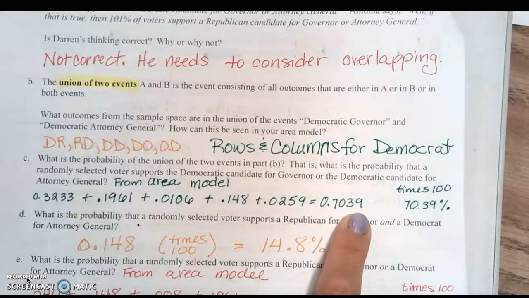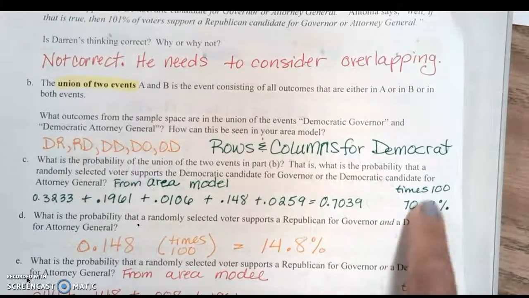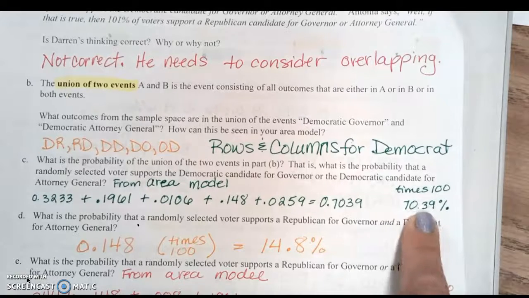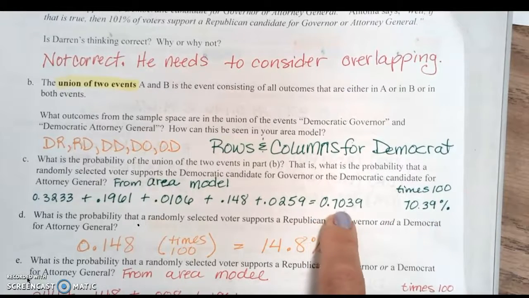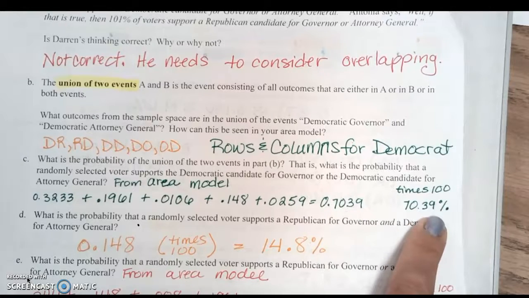0.7039, which is your decimal answer. But as a percent, you need to multiply it by 100. It's the same thing as moving that decimal point 2 places to the right. So it's 70.39%.